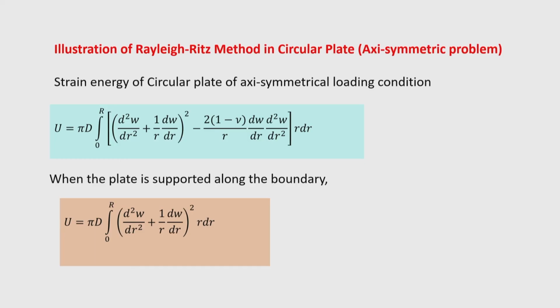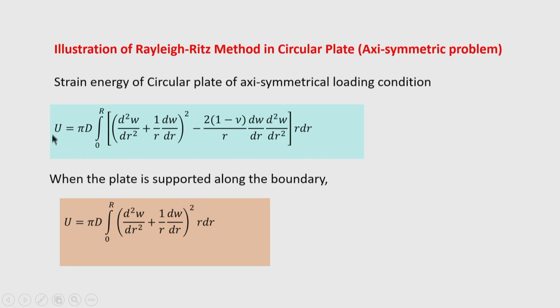Next, let us illustrate a problem of a circular plate. Of course, we are taking here the axisymmetrical problem, because so far we discussed only the axisymmetrical problem of the circular plate: the plate has an axis of rotation, rotational symmetry, and the loading and boundary condition are symmetrical with respect to this axis of rotation.